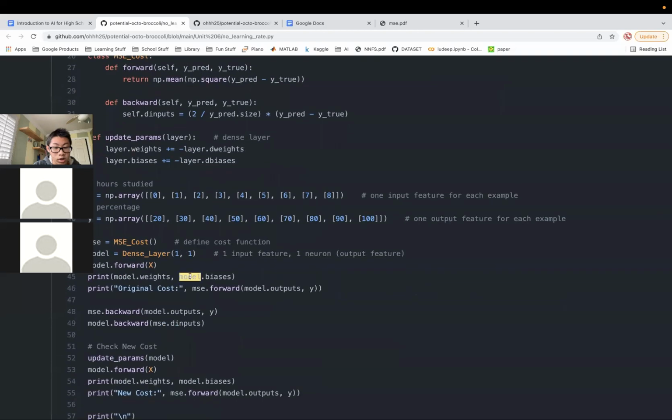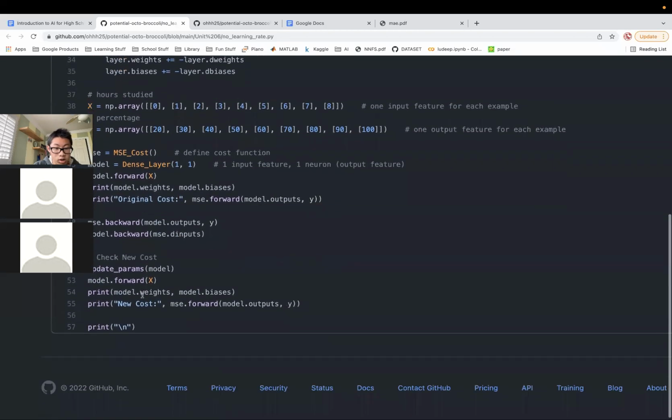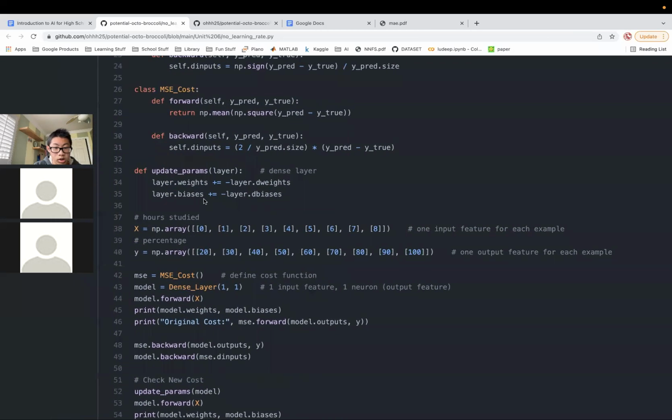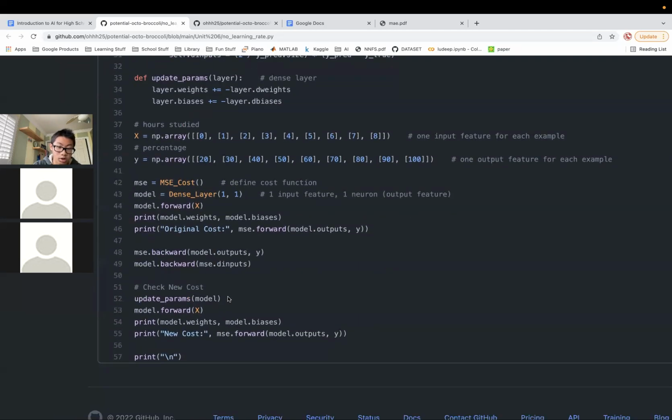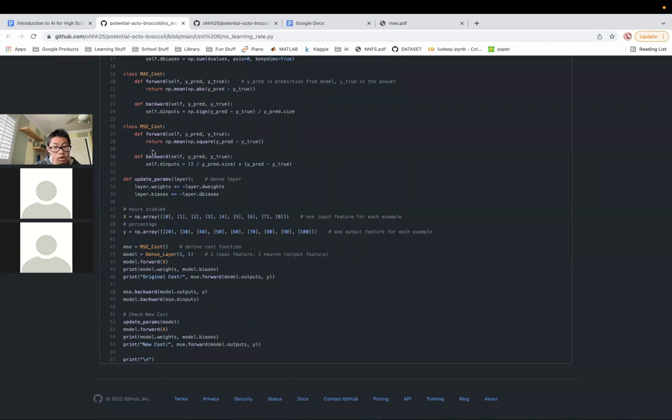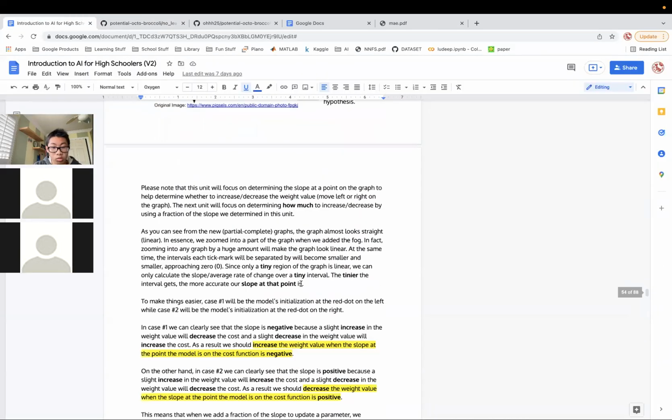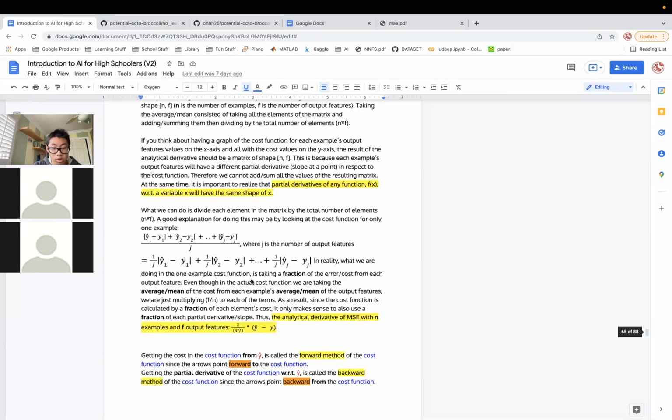So over here, we're gonna negate the slope in the update parameters function. And then we're going to forward again. We're going to get new outputs because the parameters are different. And then we're gonna check our new weight values, and then we're gonna print out our new cost, which is our new error. So we do it once.